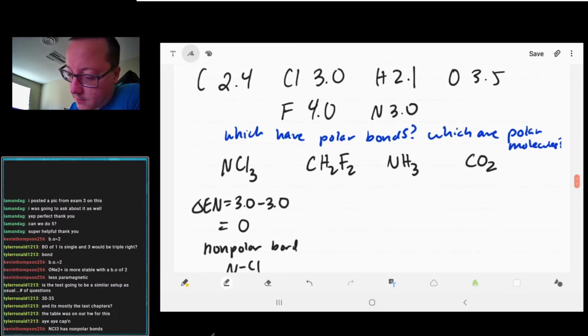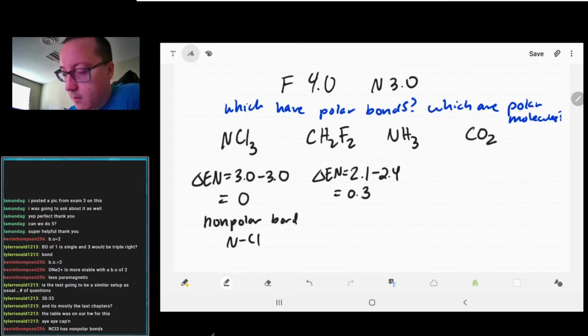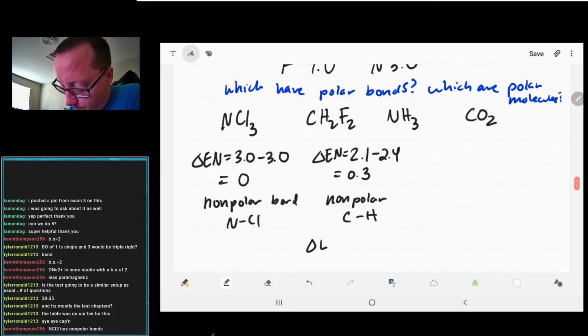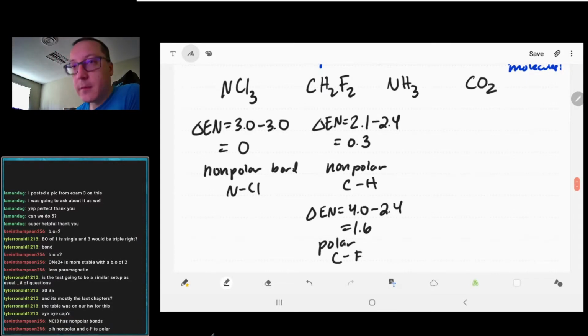If we look at the next molecule, we have two different types of bonds here. We have 2.1 and 2.4, which is 0.3. Again, you just use the absolute value. There's no negative one. It doesn't really matter. So that's going to say that CH bonds would be nonpolar. If we check the other one, that's going to say we do have a polar bond there, which is carbon-fluorine. Absolutely.